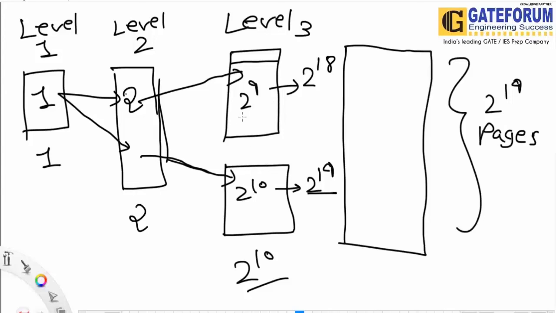For 2 raised to 10 we require different scenarios in level 3. So in total we can have 2 raised to 9, and 2 raised to 9 can point to 2 raised to 18, and the remaining one, between 2 raised to 18 and 2 raised to 19, can be pointed to from here. So this is how the entire structure would look.